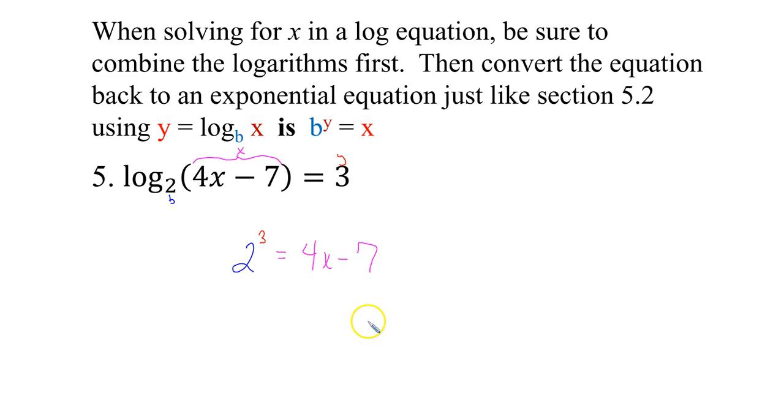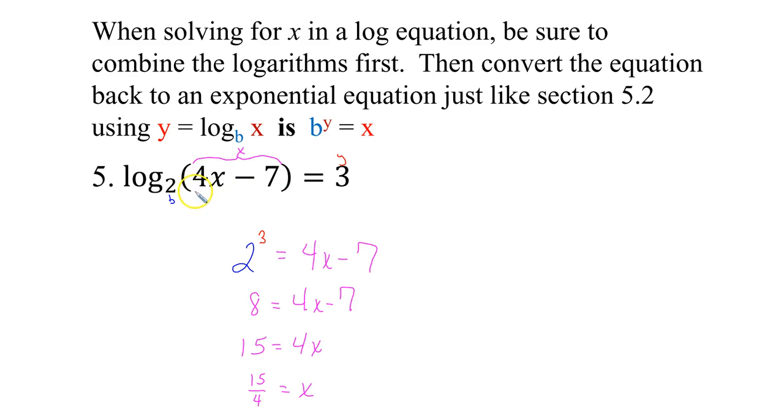What a nice equation to solve. So 2 to the third is 8. So we have 8 is equal to 4x minus 7. To solve this equation, we add 7 to both sides. That gives me 15 is equal to 4x. And then we can divide both sides by 4. And so I get x is equal to 15/4. Most of the time it does want it written in the fraction form, and so this would be your final answer of 15/4.